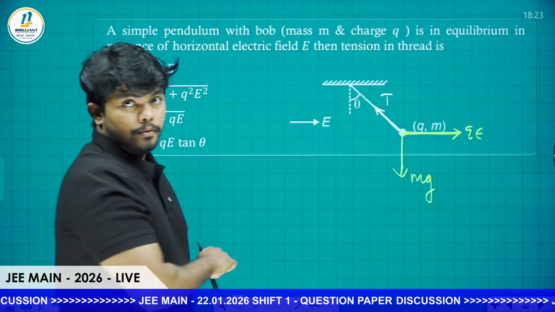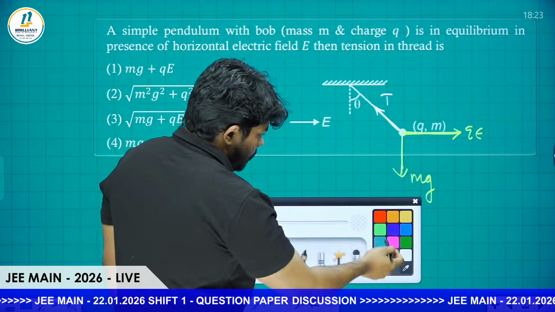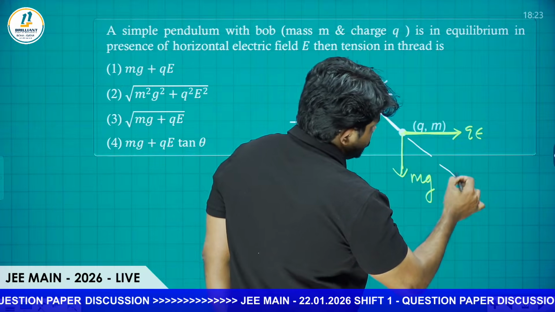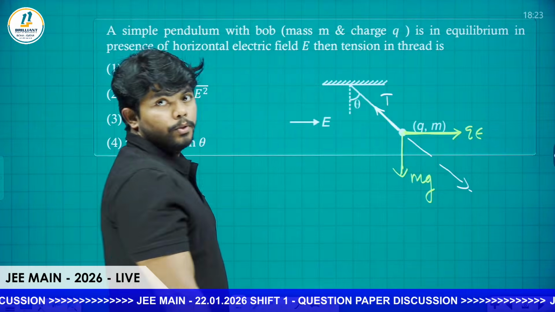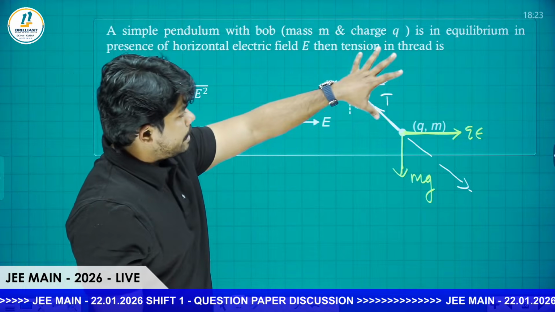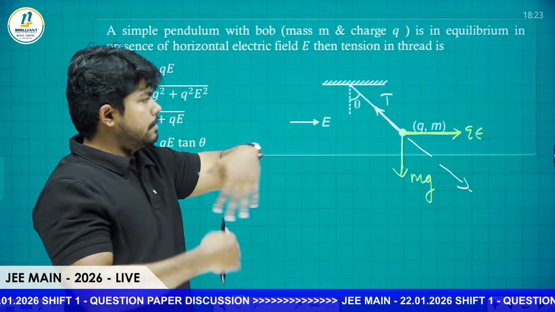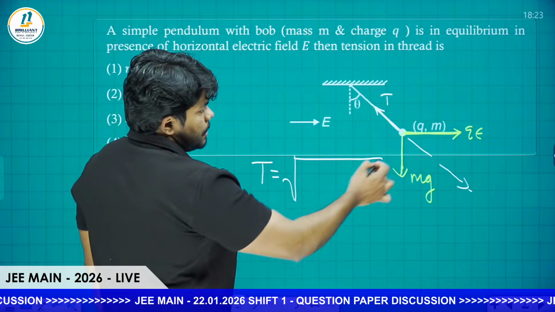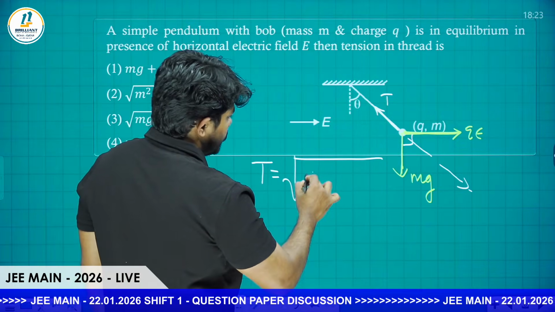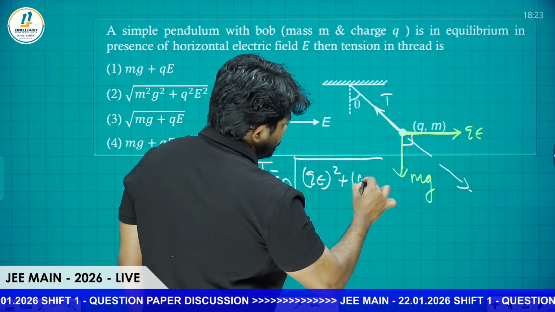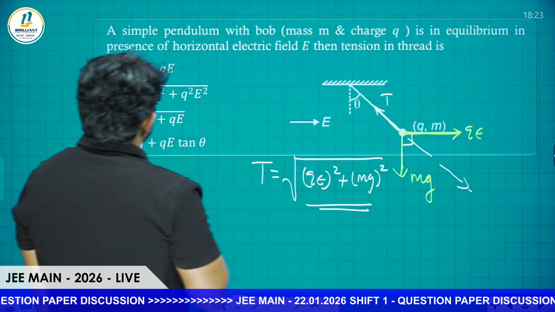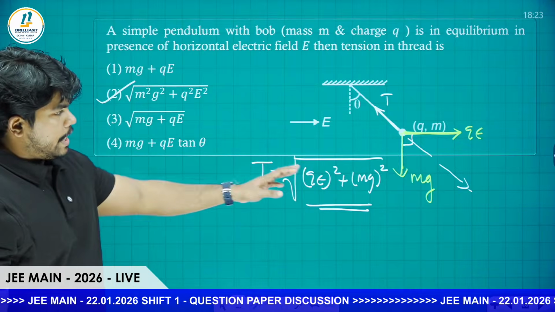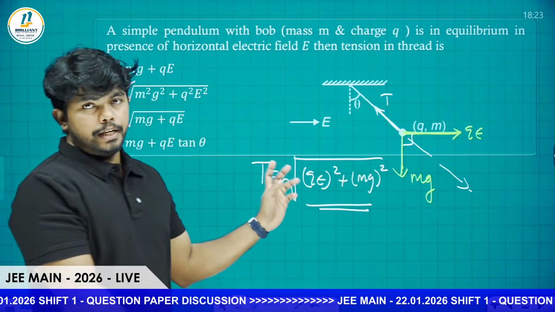So what will be the tension here? Don't spend time on deriving the relations and all. You can take the resultant of these two forces, that will be obviously equal to the tension. Since the pendulum is at equilibrium, it is not oscillating, so the scenario will be different. Therefore we can write tension will be equal to, since they are making an angle of 90 degrees, the square root of (qE) squared plus (mg) squared. That's it. That will be the value. So the second option will be the correct one. In this way we can easily solve the problem. Actually a very easy question.